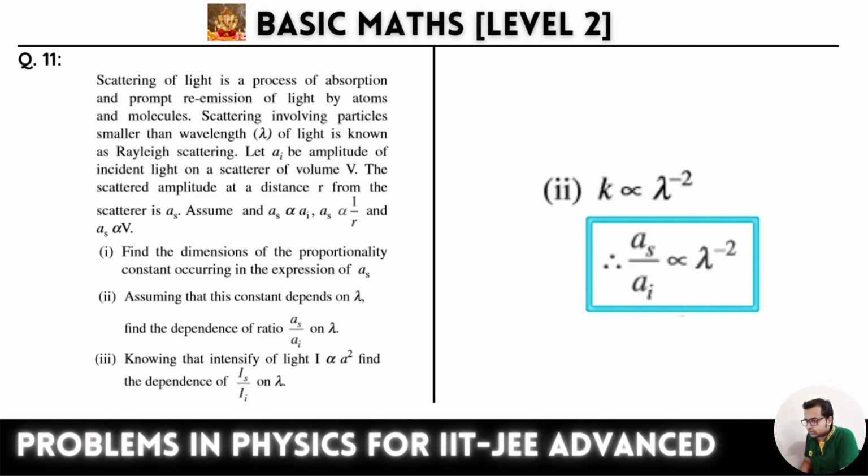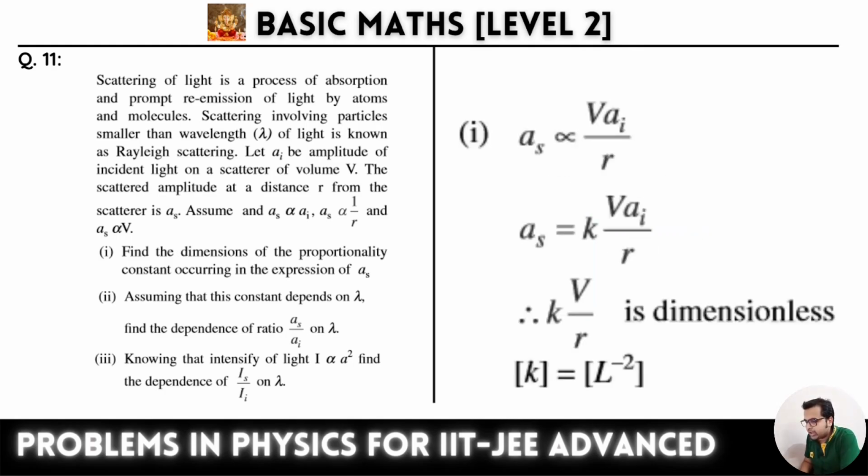Now you have to find the ratio As upon Ai. So how will you find that As upon Ai? Let's see how we will find it. Okay, so As upon Ai.